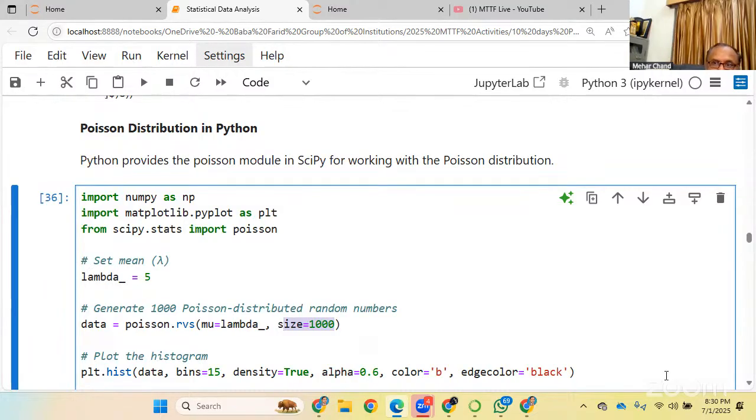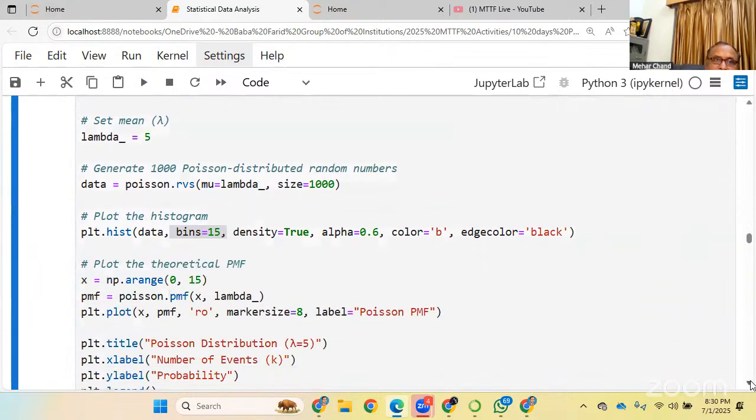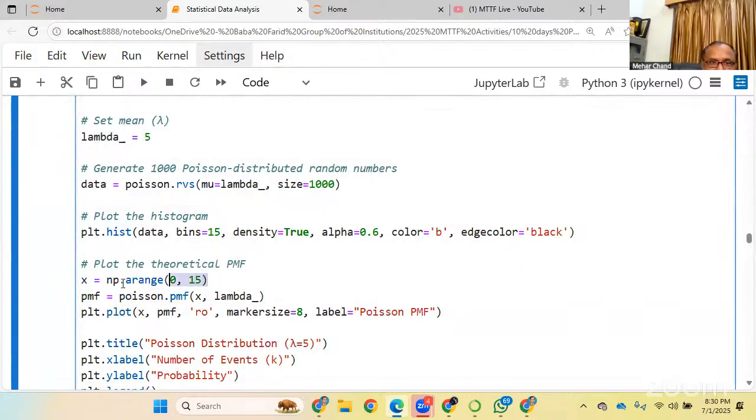Okay, and then we will plot the histogram. So plt.hist of data, where we are taking bins 15, density True, alpha 0.6, color blue, and edge color we are taking black. Then plot the theoretical PMF also. For that we have to take the range np.arange 0 to 15, and PMF will be equal to poisson.pmf x comma lambda.